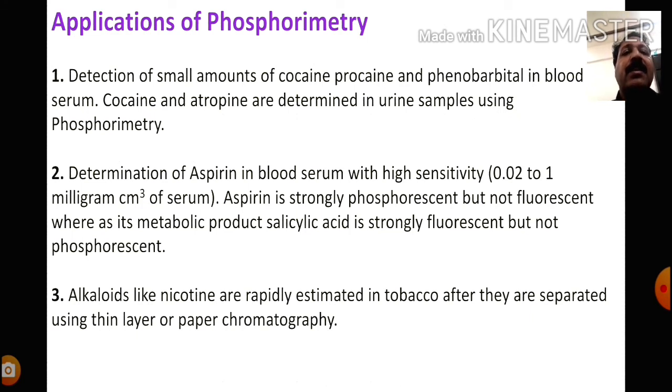The next application is that alkaloids like nicotine are rapidly estimated in tobacco after they are separated using thin layer or paper chromatography.